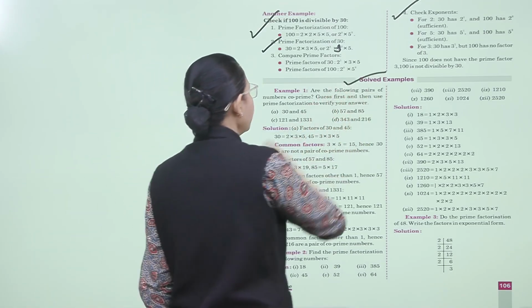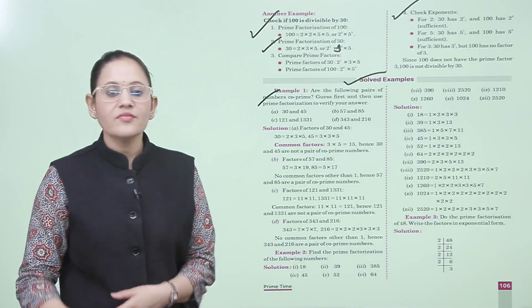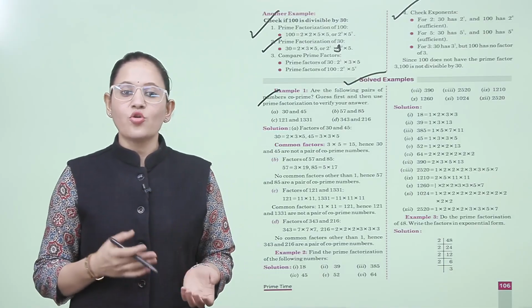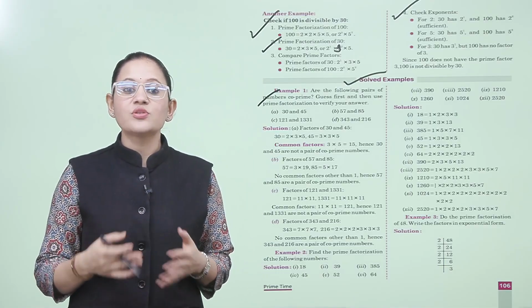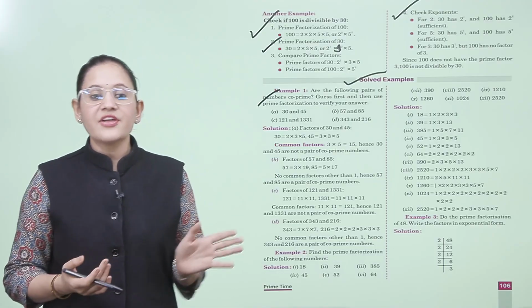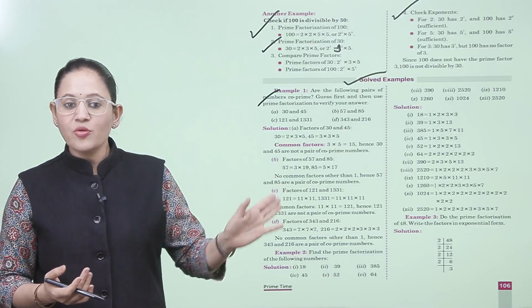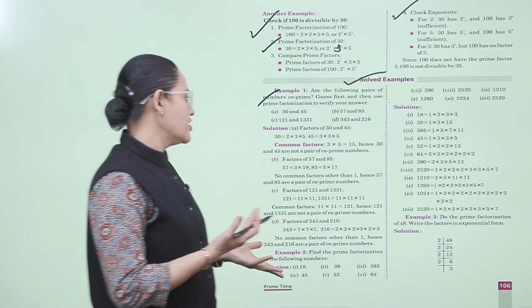Now we'll take some examples. Example 1. Are the following pairs of numbers co-prime? Guess first and then use the prime factorization to verify the answer. 30 and 45. Are they co-prime? No, they are not co-prime.